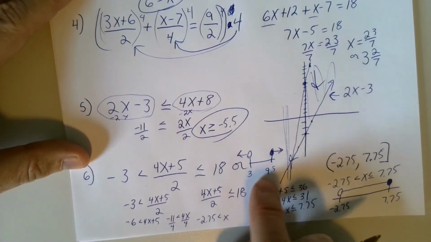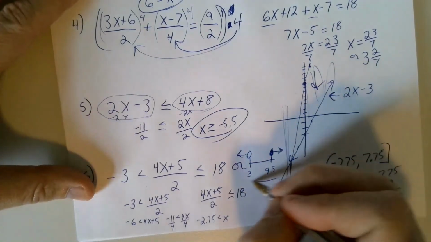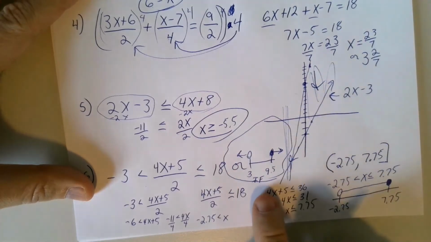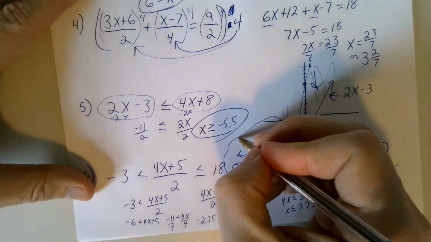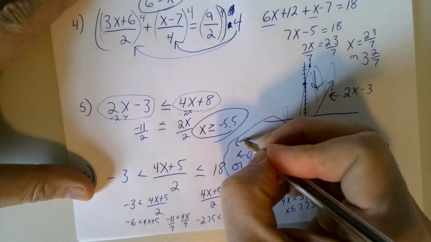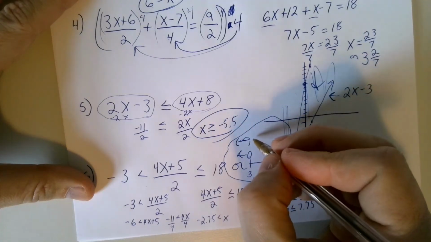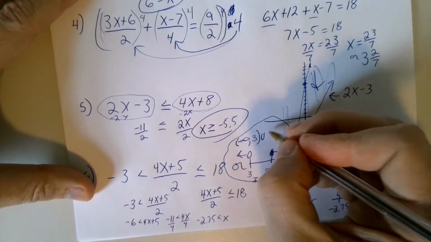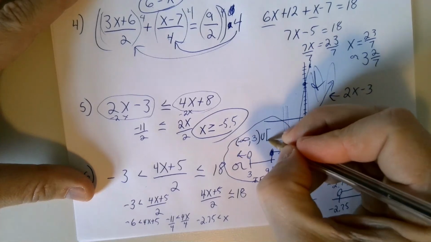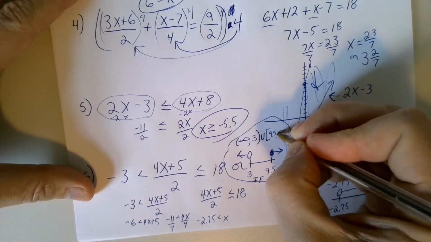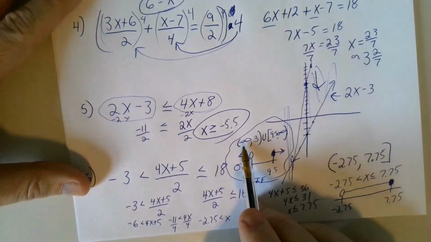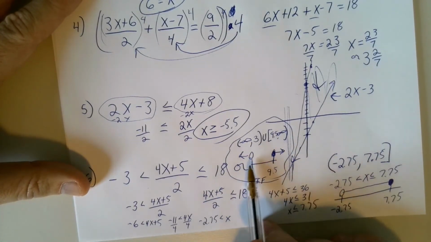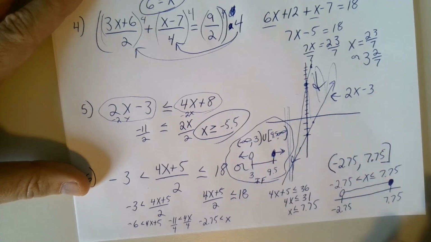Now, if I had a solution like this, then I would have in interval notation negative infinity to 3, with a curved parenthesis, union, a closed circle, bracket 9.5 comma infinity, curved parenthesis, because we can't include infinities. So compound inequalities could look like this, and their results would look like that.